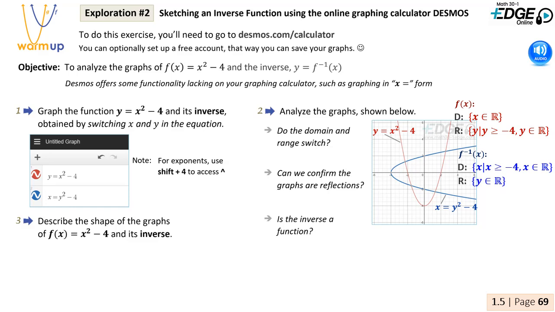For our inverse, we see that we have a sideways parabola. This has a range extending to -infinity and +infinity. However, the domain is now limited by the horizontal position of its vertex, which is to say x is greater than or equal to -4. Therefore, we can conclude the domain and range have switched as expected. We can also see that these graphs are reflections of one another about the line y equals x.